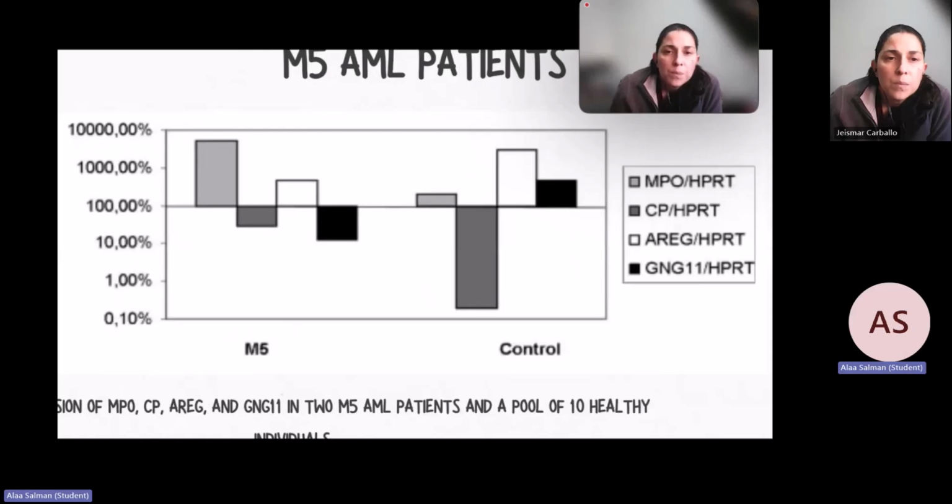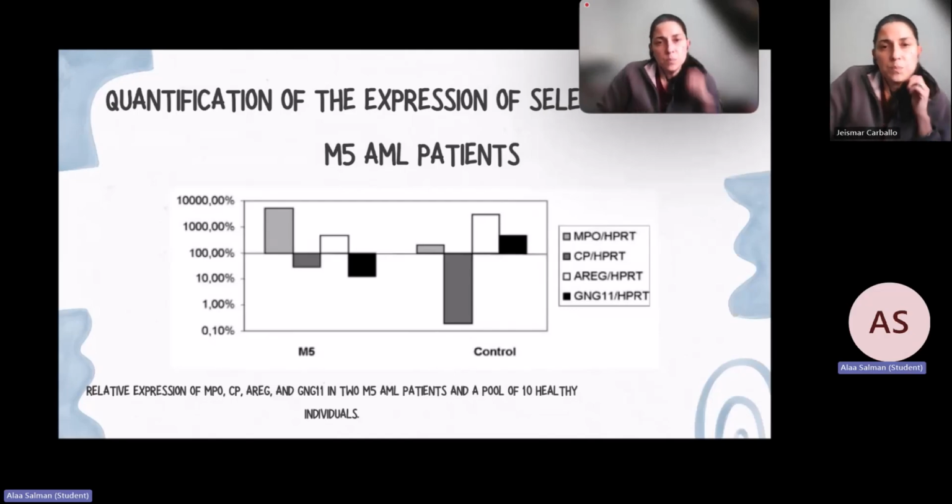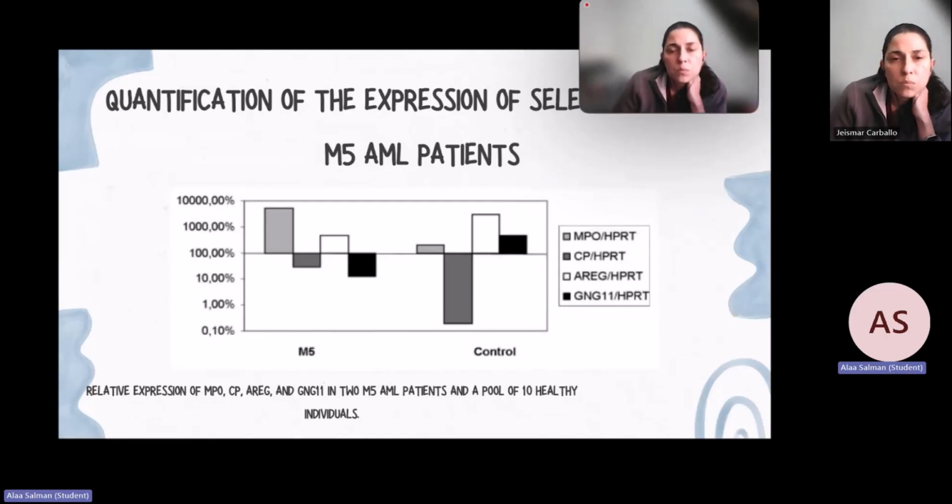These genes showed differences between the two M5 AML patients as well. So it wasn't only about the difference between the leukemic and the healthy individuals. They also were different between the two patients that had AML, which is proof of the heterogeneity of AML.